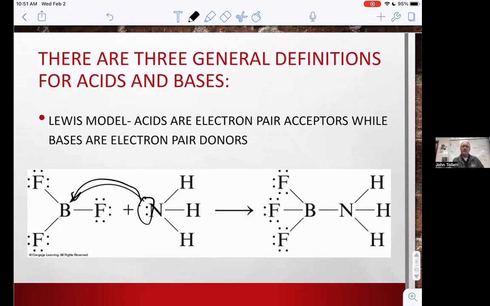This does actually change the pH of solutions, but it is something that is a little beyond the scope of what we're going to talk about, but you do need to know the definition of it. Do be able to identify which one is the acid and the base if you're given a reaction in which a pair of electrons is donated and accepted.